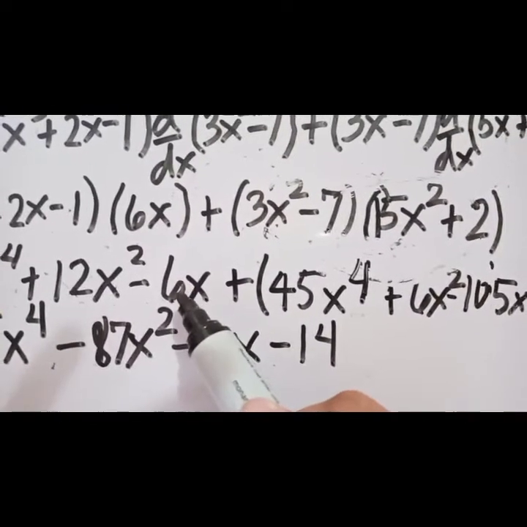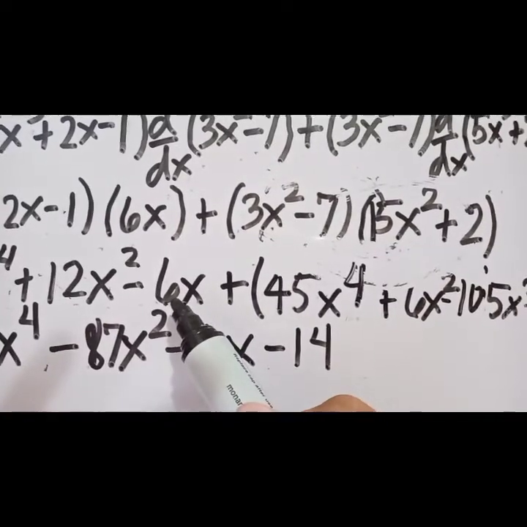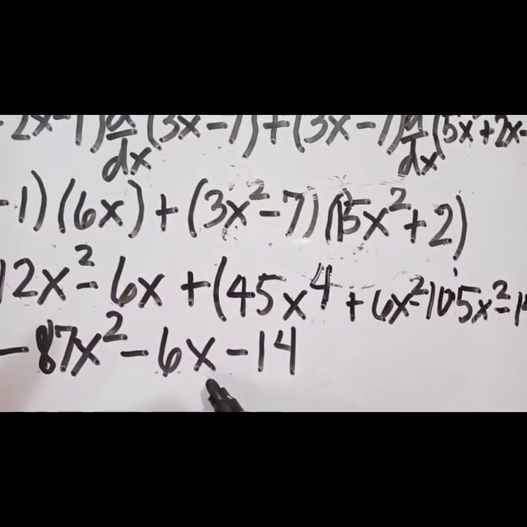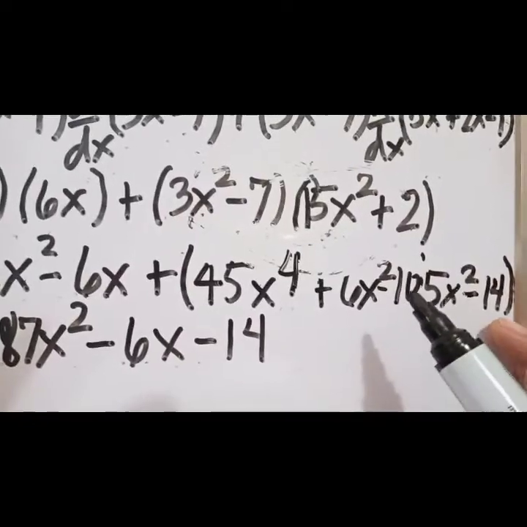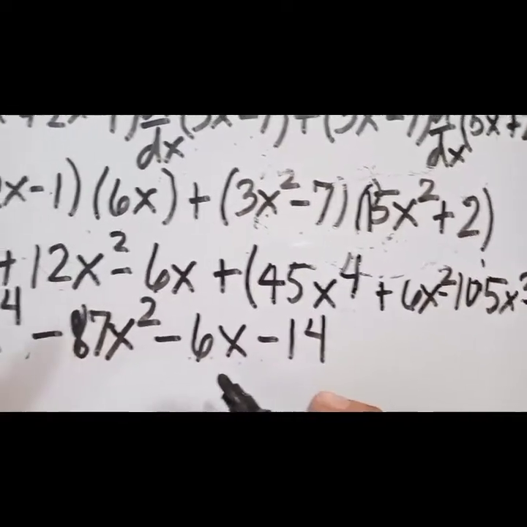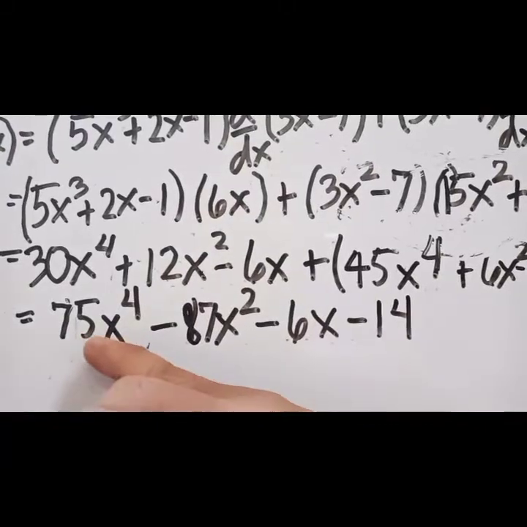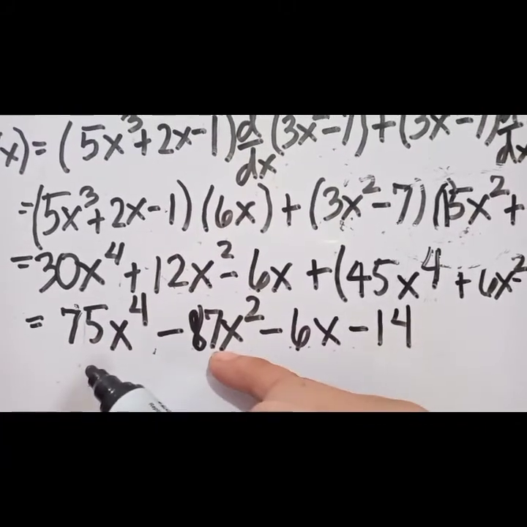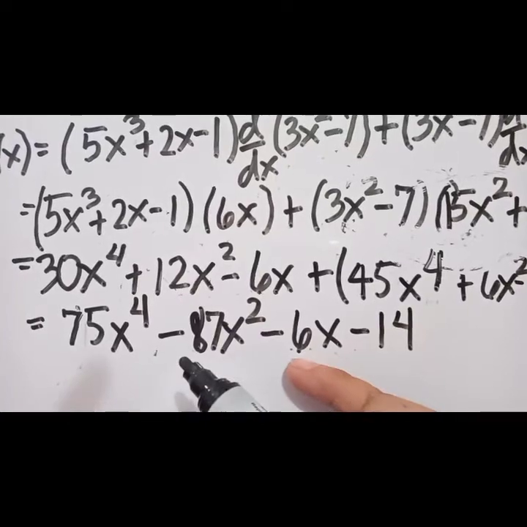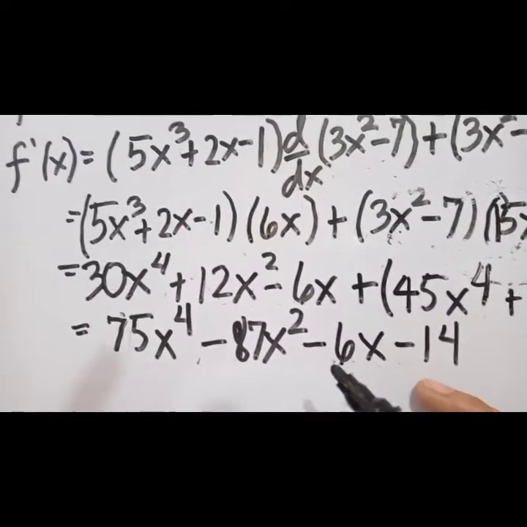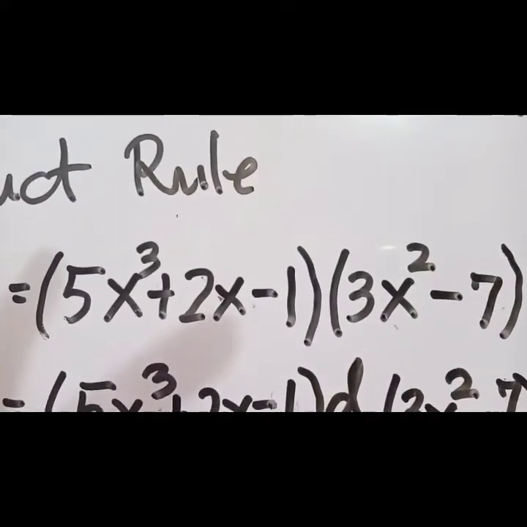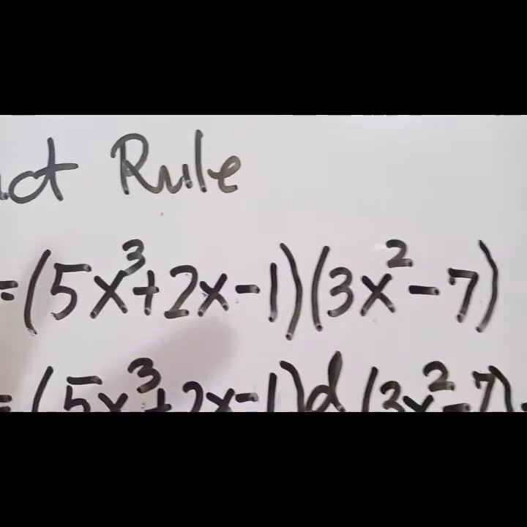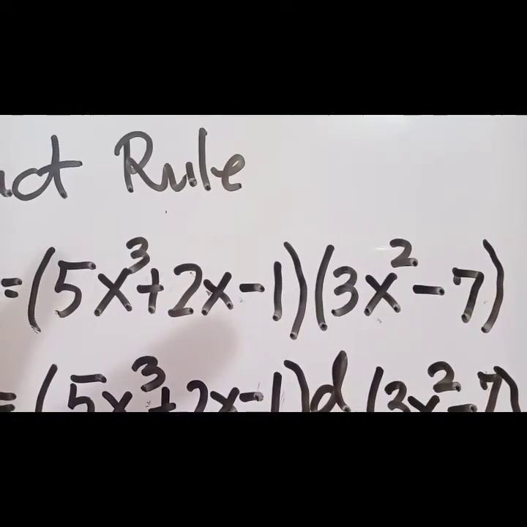Then next term is negative 6x. Walang kagaya ang negative 6x, i-rewrite lang natin. Then followed by 14. Wala rin kagayang term si 14, kaya i-rewrite lang natin. Now we have 75x to the fourth, 87x squared, negative 6x minus 14. That is the derivatives of the given functions. 5x cubed plus 2x minus 1, then 3x squared minus 7.